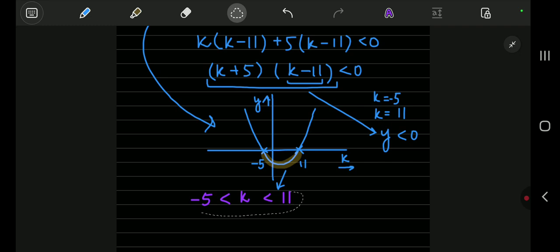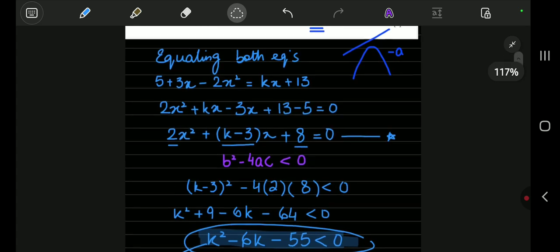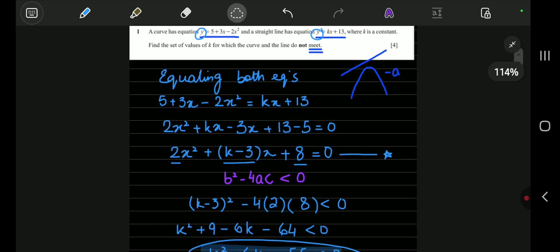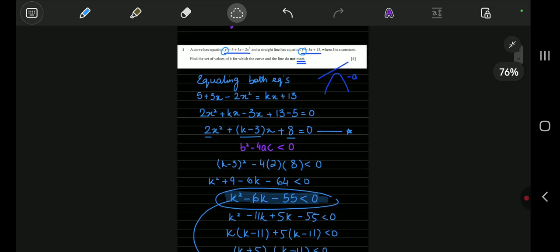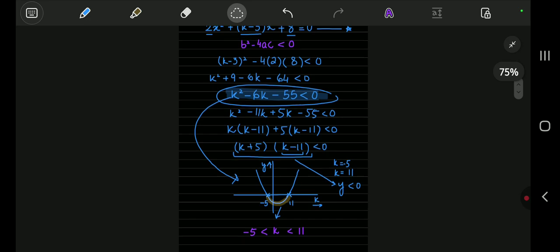These are the set of values of k which were required in your question, the set of values of k for which the curve and line do not meet. I hope you get this. First we found by equating the quadratic curve in x on which we can apply the discriminant less than 0 because they do not meet. Then we get a quadratic equation in k, and then we solved it to get our quadratic curve from which we can find out the k values from the graph. Okay, I hope you understand this all. That's all about question number 1.